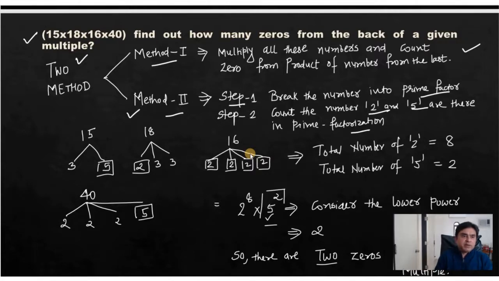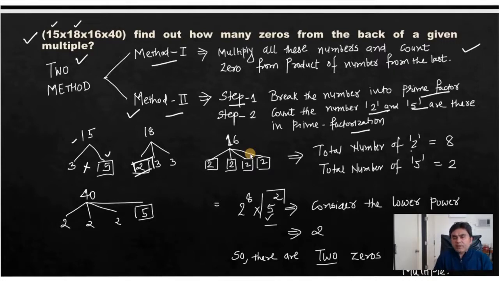For example, let's say the first number, that is 15. So 15 is 3 into 5, everybody knows. So 3 and 5, and there is only one 5. Then we take the second number, 18, and give a prime factorization which is 2 into 3 into 3. Here there is only one 2. Then 16 is 2 into 2 into 2 into 2, so there are four 2's, and 40 is 2 into 2 into 2 into 5, so there are three 2's and one 5.